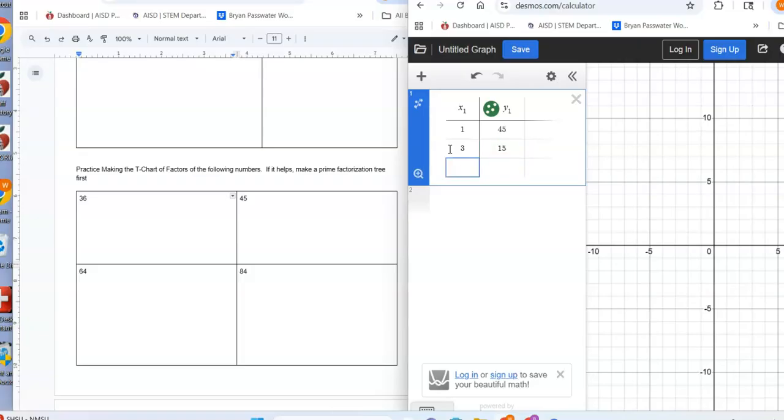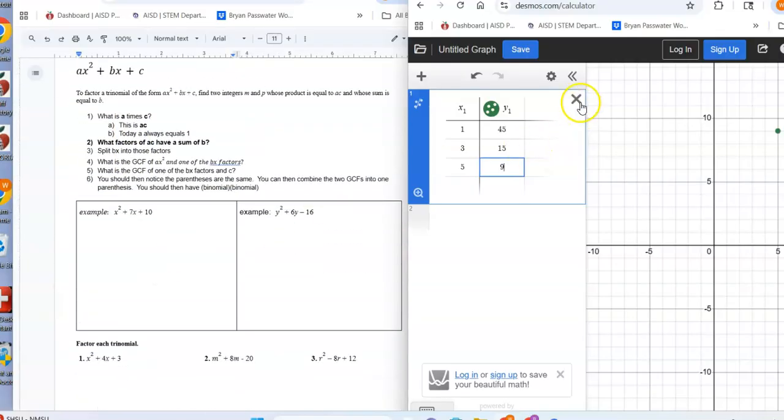Let's see. Divisible by 5? Yeah, it's 5 and 9. And I'm pretty sure that's it. It's not divisible by 6 or 7 or 8. So those are all the factors of 45 right there. But it wouldn't just be the positive ones. It would also be the negative ones. It would be positive and negative 1, positive and negative 45, and so on. Okay.